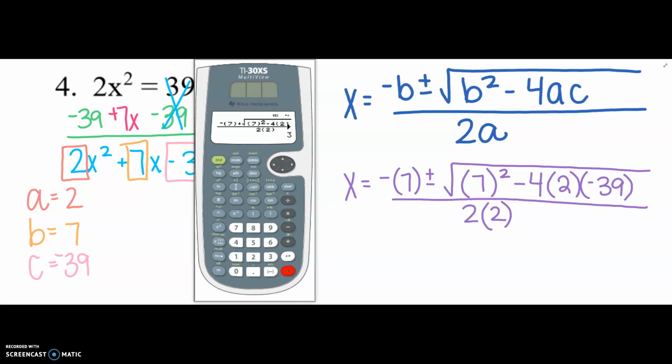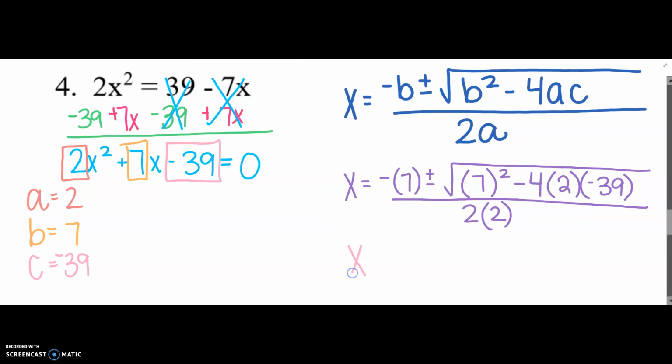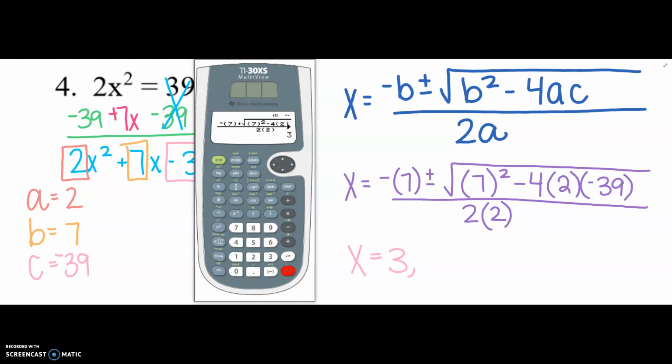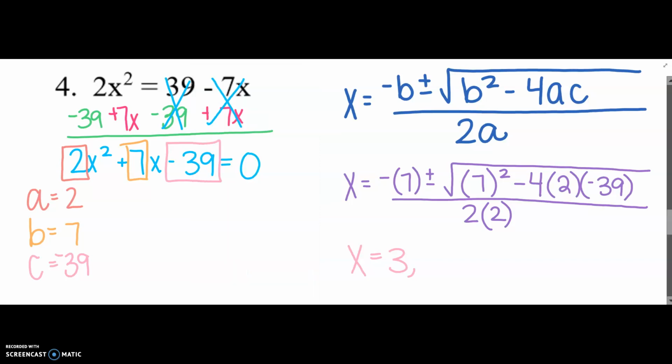My first value is going to give me 3. X is going to equal 3. And remember, I have to run it again. I ran it the first time with the plus sign. I'll scroll up, click on it again, go back to the beginning, and change my plus sign to a minus sign, and run it again. My second answer is going to be negative 13 over 2. And these are my two answers for number 4.